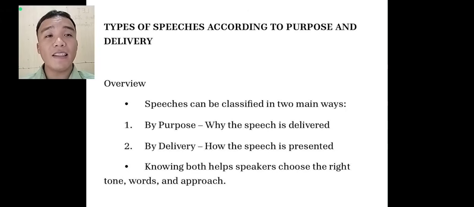And the second way in which speech can be classified is by delivery, which means how the speech is presented, or in Bisaya, giunsa nimo pag-deliver ang imong speech. Knowing both helps speakers choose the right tone, words, and approach. So it is very important to study the different types of speeches so that we will be able to deliver better quality speeches in the future.